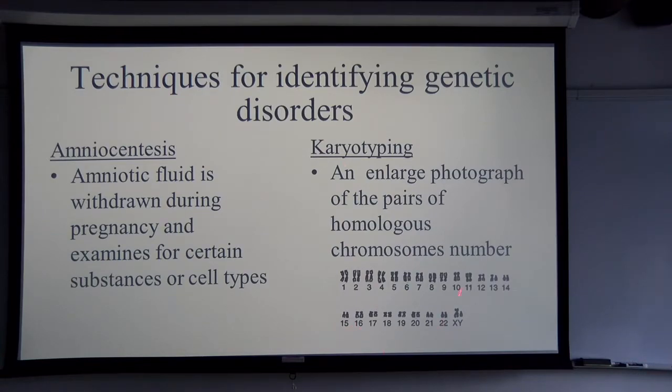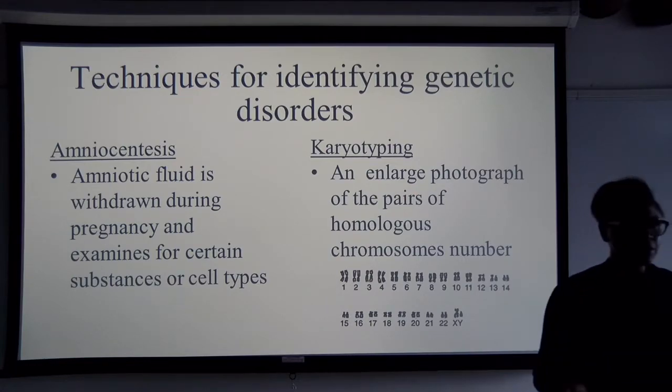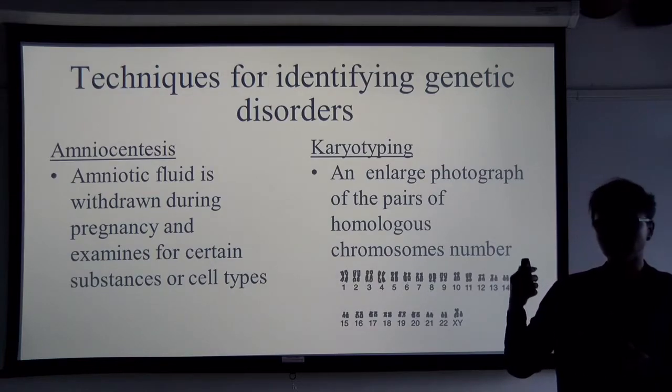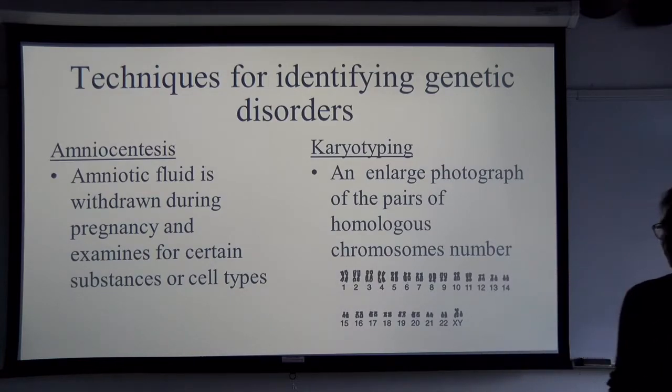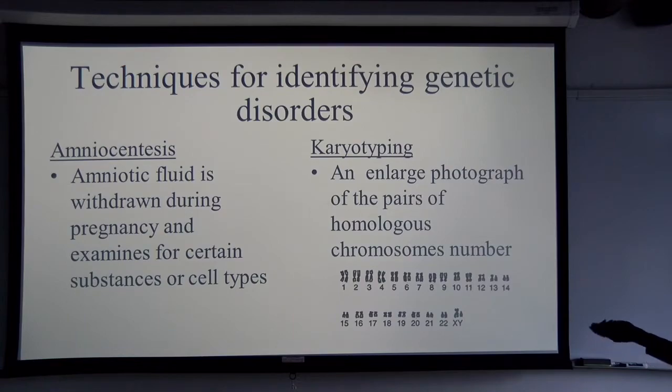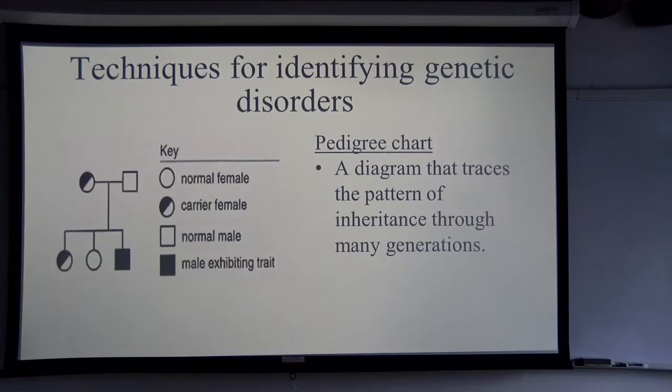Another technique we have been showing you here is karyotyping, which refers to an enlarged photo showing the pairs of chromosomes. So, for example, you would be able to see Down syndrome because that's the extra chromosome on the 21st pair. So we'd use that for something like that.